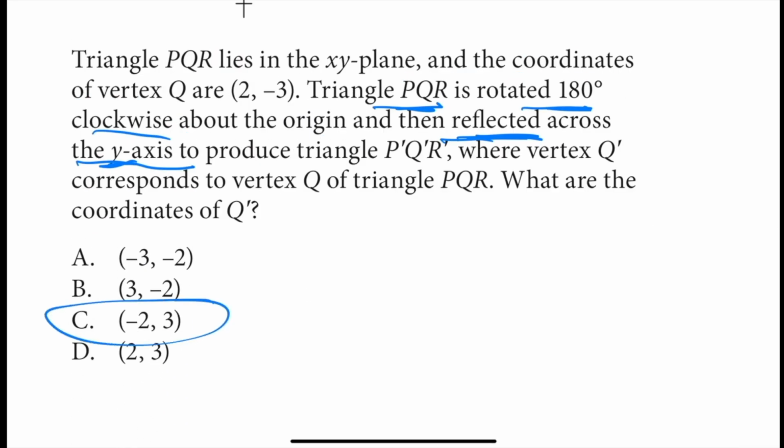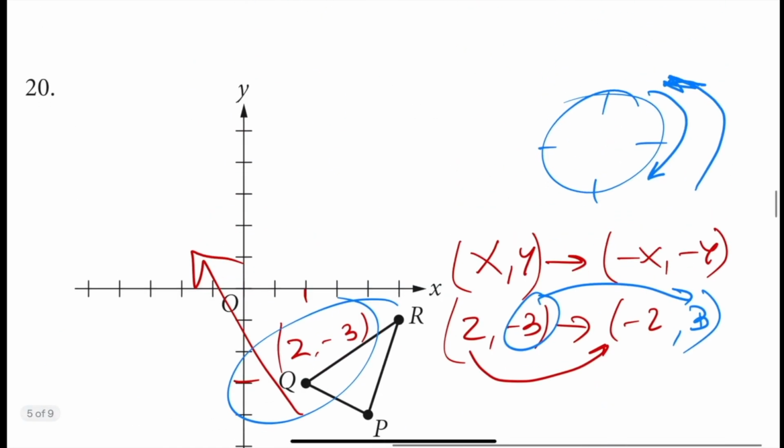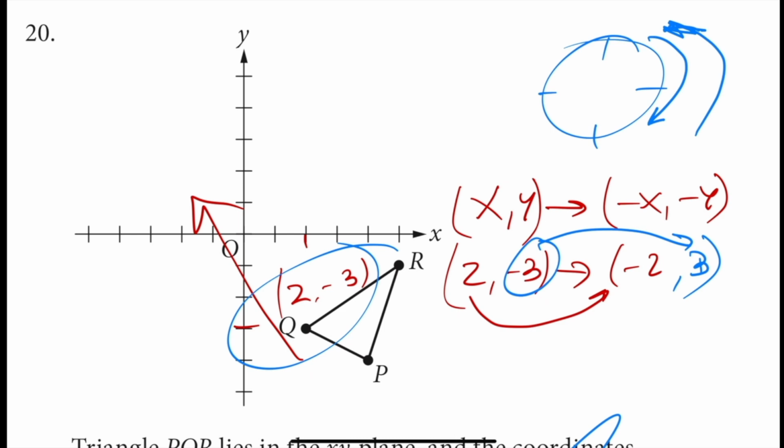Hold on. Oops, almost made a mistake. I apologize. It gets rotated about the origin, but hold on. It gets reflected across the y-axis. You see, that answer was there? That's to trick us. I haven't reflected across the y-axis. So let's reflect this across the y-axis. So my point Q is going to be negative 2, 3, which is negative 2 and 1, 2, and 3. So it's going to be Q prime.